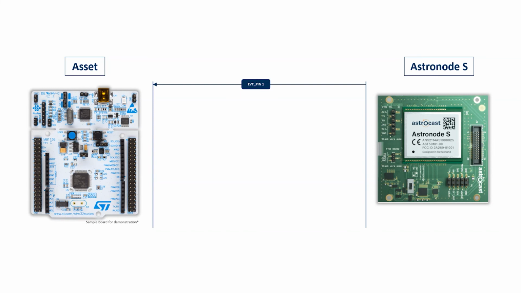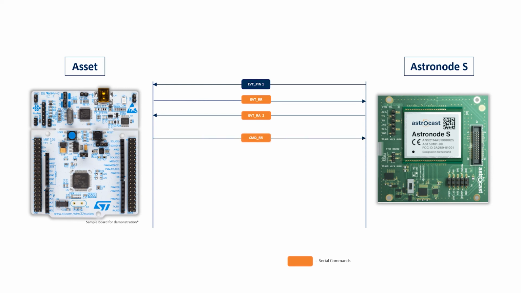Upon receiving the downlink commands from the satellite, the Astronode S pulls the event pin high. This is replied with the event read request from the asset. The Astronode S now replies back with the 2, which means a command is available to be read and confirmed. Now the asset sends back a command read request, which is replied with payload and the time by the Astronode S. Once the command has been successfully received, the asset sends a command clear request to the Astronode S to clear the command. Astronode S now clears the command and notifies back to the asset.